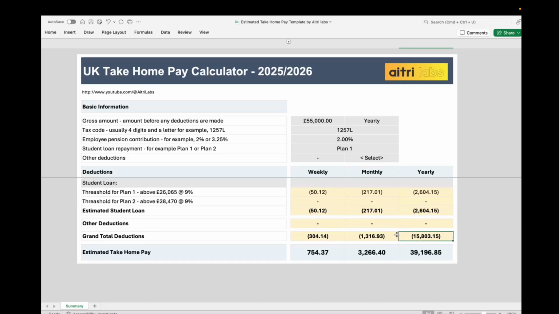And finally, your estimated take-home pay is the difference between the 55,000 gross amount and your grand total deductions, which is that figure, and the template gives you the yearly amount, the monthly amount, and your weekly amount. So that's how it works.